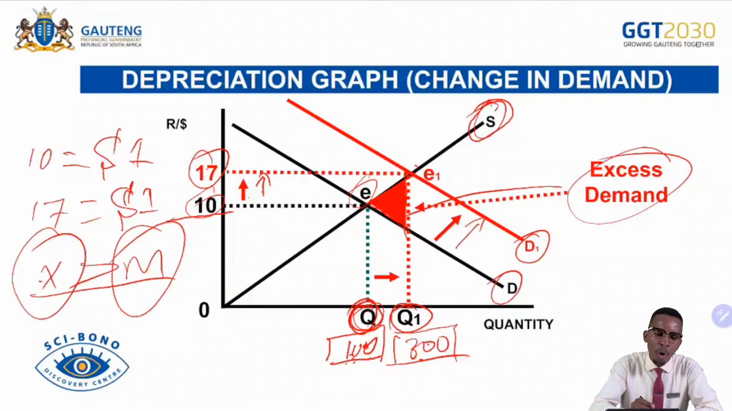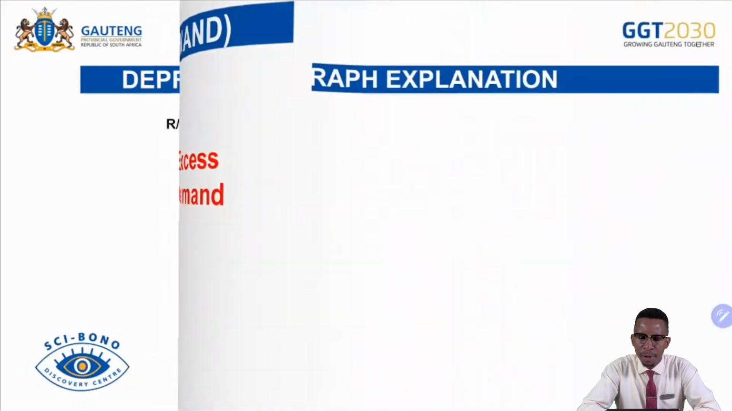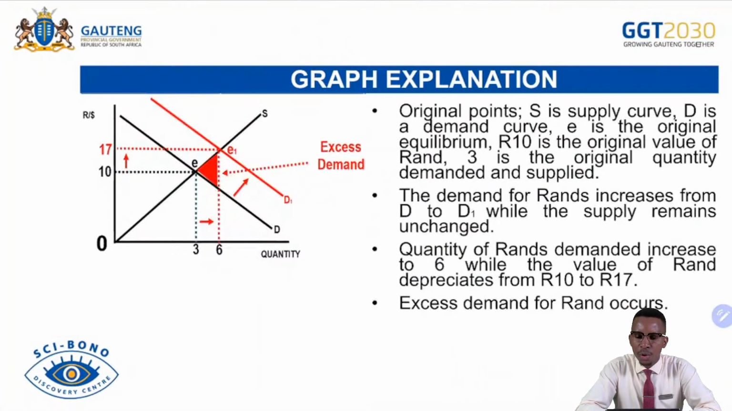Now we must pay more to afford the US dollar. We are now paying 17 rand when we were paying only 10 rand. Our currency is weak. It has depreciated, and that is bad for our economy. So the graph is being explained here. Originally, S is the original supply curve, D is the original demand curve, and E is the original equilibrium. And then 10 rand is originally the value of the rand.